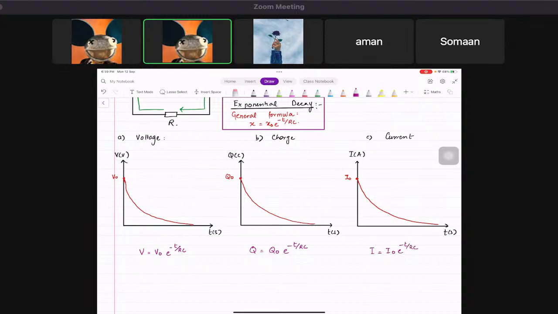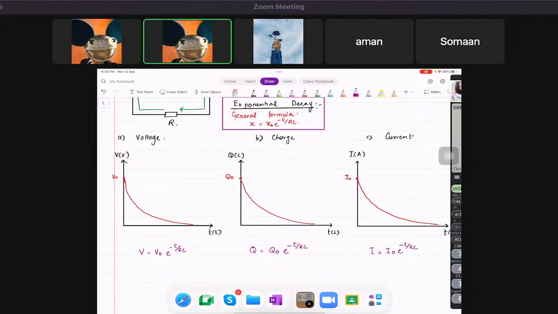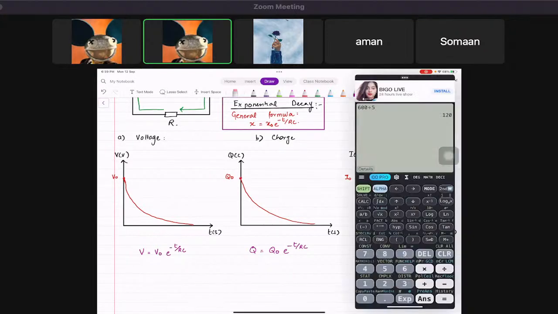e is the exponent. How do you find the exponent on your calculator? It's this key. You see ln right here, and on top of it you press shift, and when you press shift you will see the exponent like this. So this is a math function.